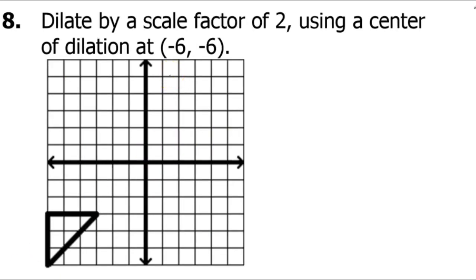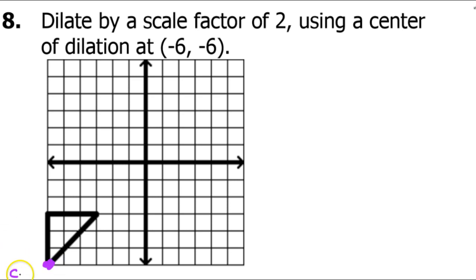Okay. Number 8 is the same thing. In fact, if you've been watching the last couple of videos because you didn't understand what to do, by now you should know what to do. So you should pause the video and try to do this problem by yourself, and then hit play and see how you did. Anyway, I'm going to assume that you did that. So the center of dilation is the point -6, -6. Alright, so that's this point right here is my center.